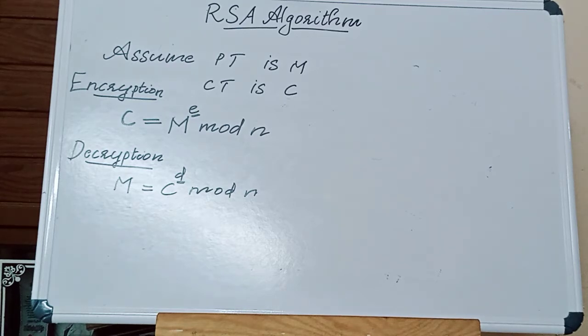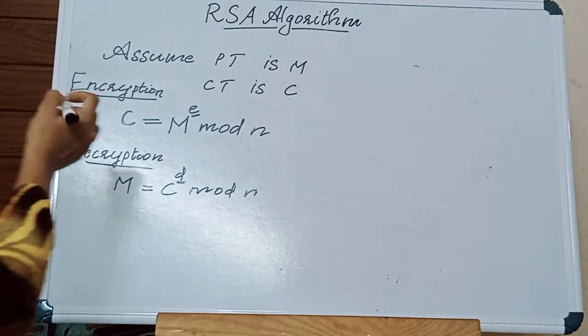For calculating the key, we can use GCD of E comma phi of n is equal to 1, where 1 is less than E less than phi of n. Here phi of n is Euler's totient function. Next we have to find D. D is equal to E inverse mod phi n. Once we get E and D values, then we can do encryption and decryption.